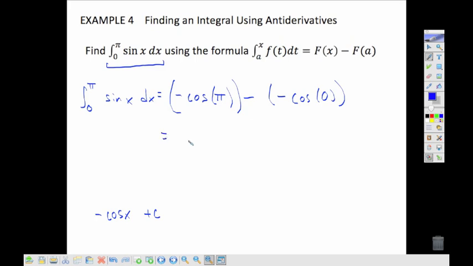Okay, so we used our antiderivative both times. Cosine of pi would be negative 1, so I have a negative negative 1. Negative negative makes that plus, and then the cosine of 0 is 1, and so I get 2. So working out this integral, that area would give me 2.